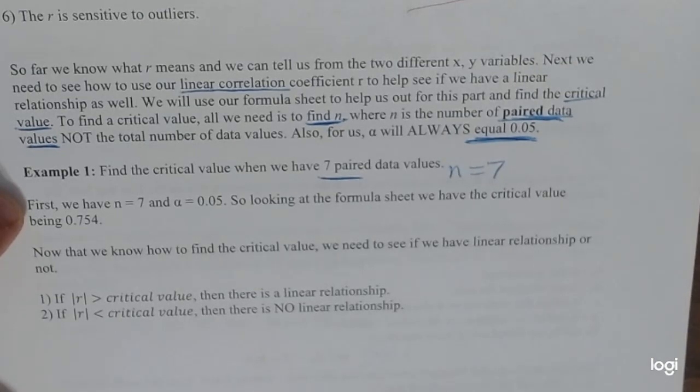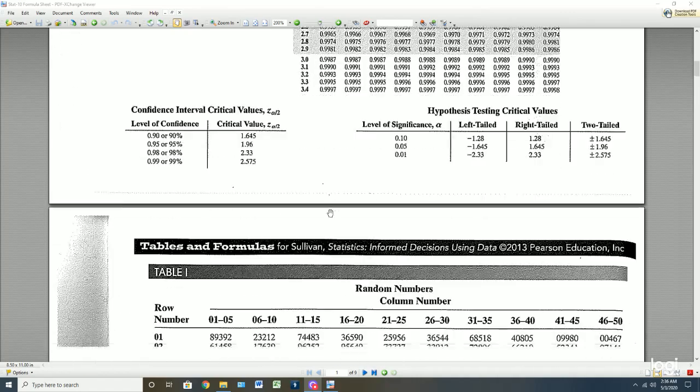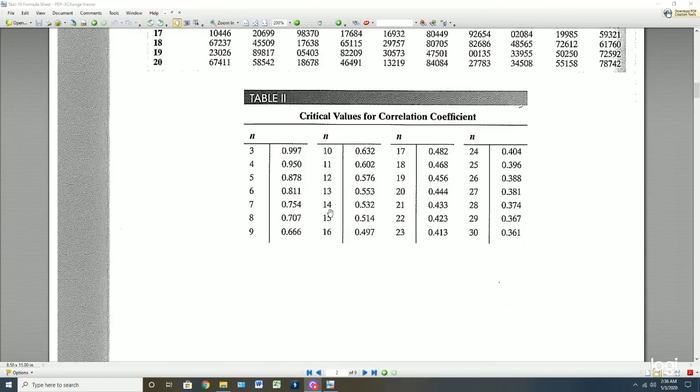So now we're going to look at our formula sheet. If you look at your formula sheet, here's your first page. You want to go to your second page. It's actually in the middle, where it says critical values of the correlation coefficient. Now, where n is 7, which is right there, you go straight across, right here. There is your critical value. That's it. Just find n, go across, there's your critical value.